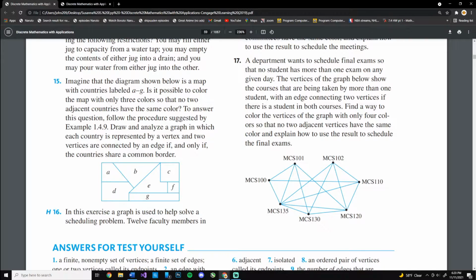Then it says find a way to color the vertices of the graph with only 4 colors so that no adjacent vertices have the same color, and explain how to use the results to schedule the final exams. Each of these MCS courses is a class with a final exam. If they're connected by an edge to another vertex, the same students would have to take another final exam the same day, but we don't want that.